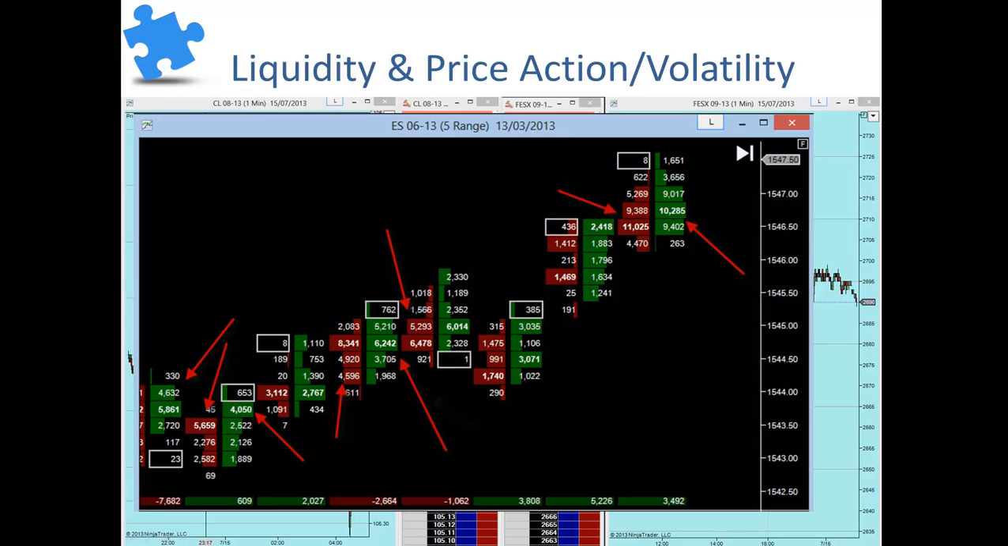Is there somewhere you can go to find out the typical liquidity for a certain future? That would be a great resource. I'm not sure of anything that exists. The only thing I know is just literally take the DOM and look at the DOM every 15 minutes.